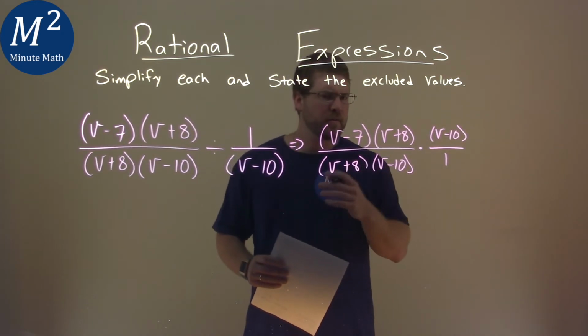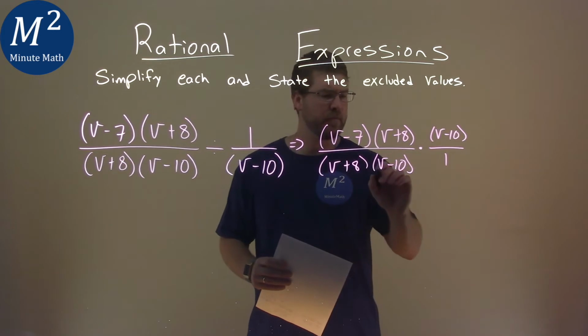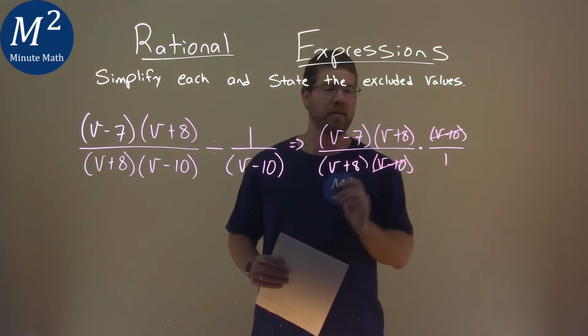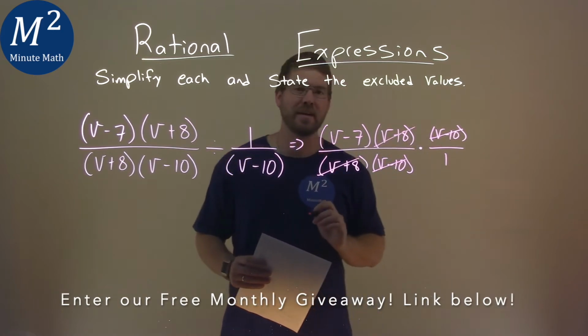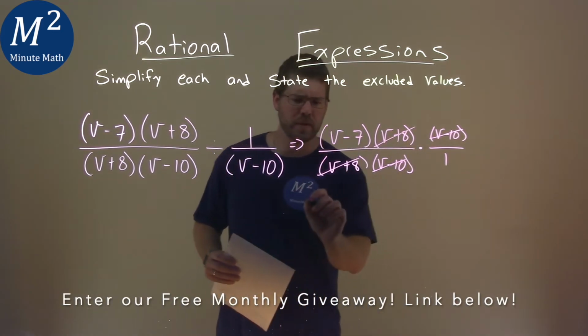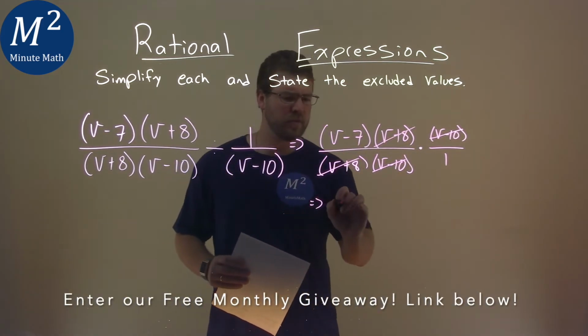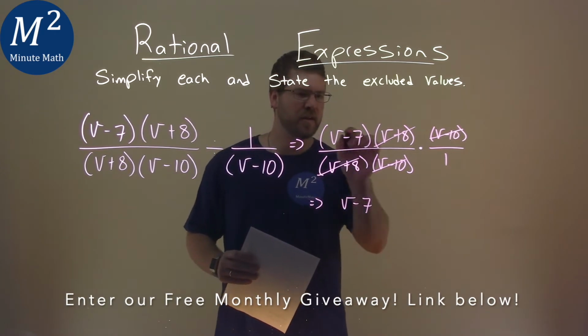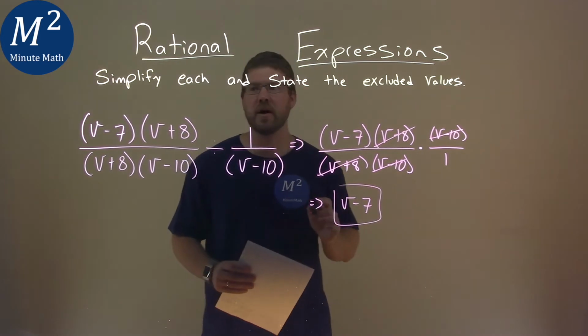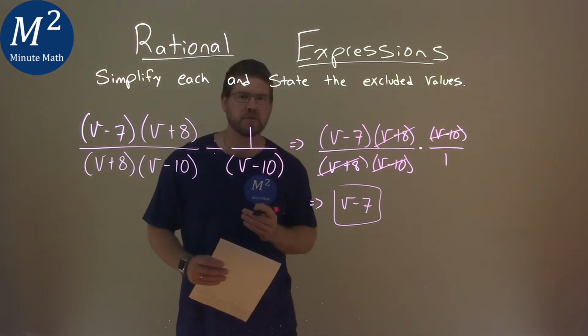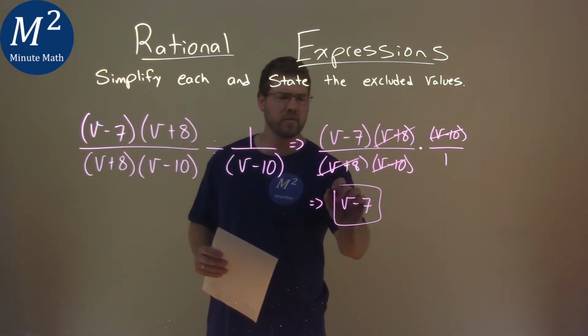We can start crossing some things out that repeat. v minus 10 and v minus 10, they cancel each other out. v plus 8 and v plus 8 cancel each other out. So what are we left with? Well, we're left with just that v minus 7 in the numerator. And so this is actually our simplified value of this expression. But we need to find the excluded values.